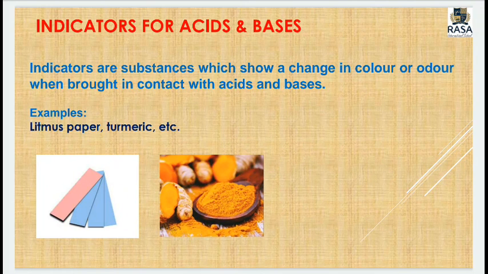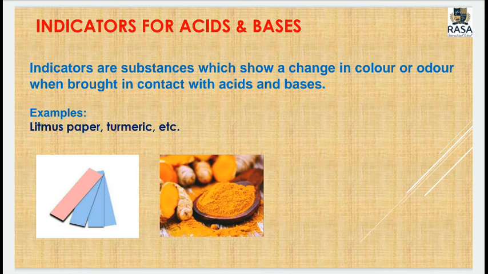Why? Because without this we cannot differentiate between an acid or a base. Okay, so examples of indicators are litmus paper, turmeric, and many more we will discuss in our further slides. So here we have shown two indicators. One is the litmus paper, which is blue in color as well as red in color, and turmeric, which is yellow in color. In Hindi we call it haldi.